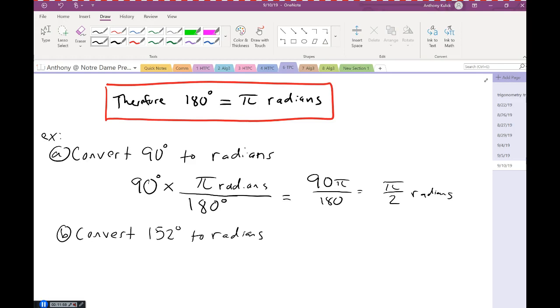Let's say we want to convert 152 degrees to radians. Well, we'll start with 152 degrees, and then we need to multiply that by some conversion factor. What should be in the denominator of the conversion factor? Degrees, 180 degrees to be specific. And what should be in the numerator? Pi radians.